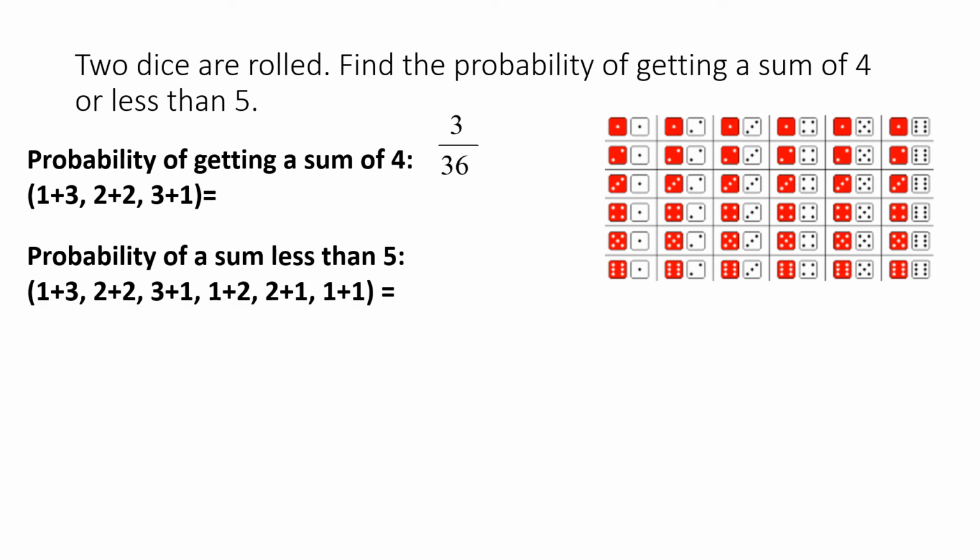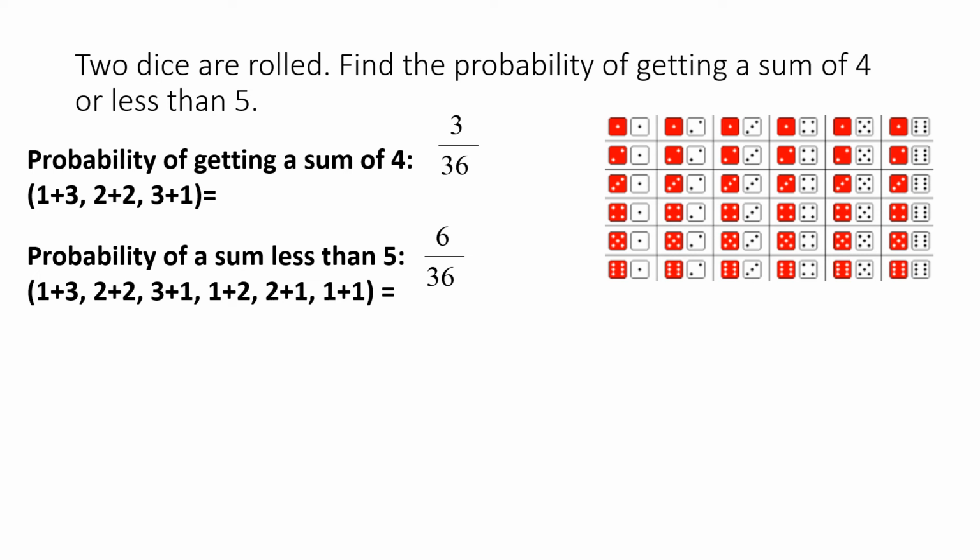Probability of a sum less than 5. So, ito yung 1 plus 3, 2 plus 2, 3 plus 1, yun ay 4 lahat. Tapos 1 plus 2 ay 3, 2 plus 1 ay 3, tapos 1 plus 1 is 2. So, yan ay may sum na less than 5. So, ang kanyang probability is 6 over 36.